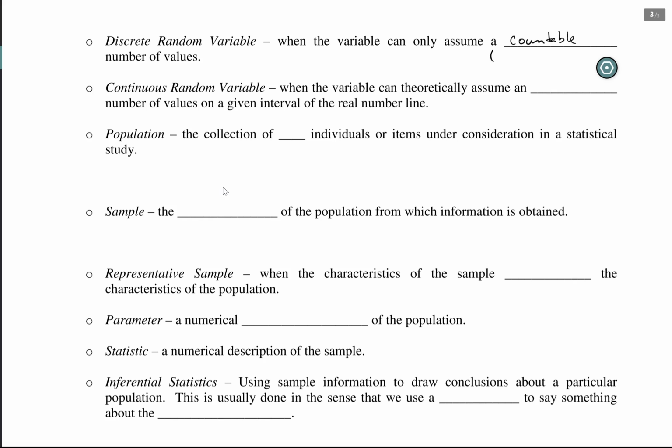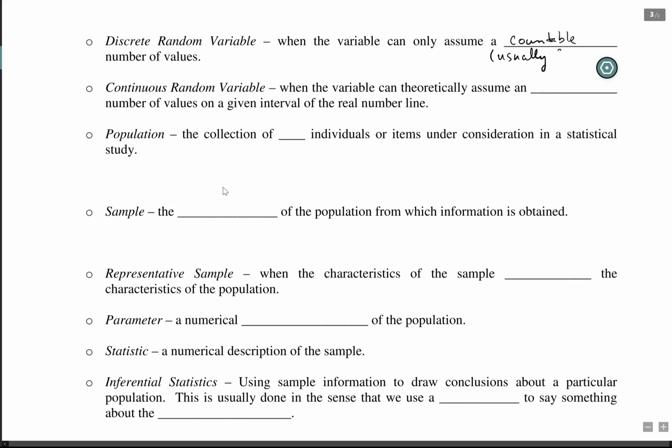That can be an infinite amount, but typically a discrete variable has usually a finite number of possible values. So for example, tossing a die, there's six possibilities there. Okay, the number of siblings a student has, that's something that you can count: 0, 1, 2, 3, and so forth. That's a discrete random variable.